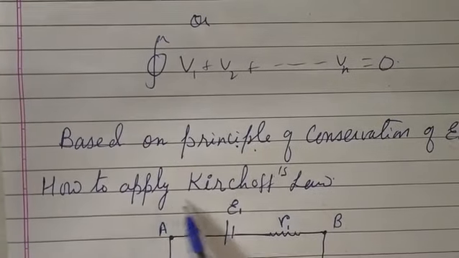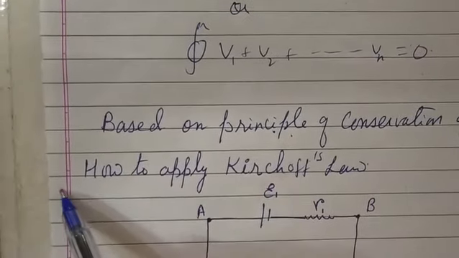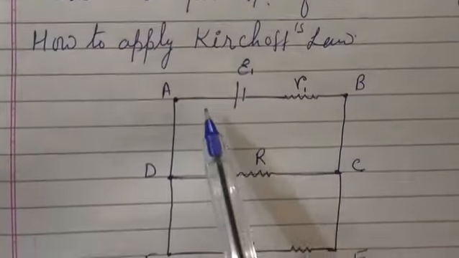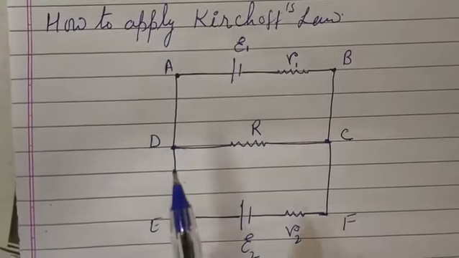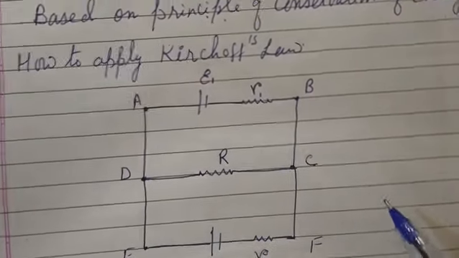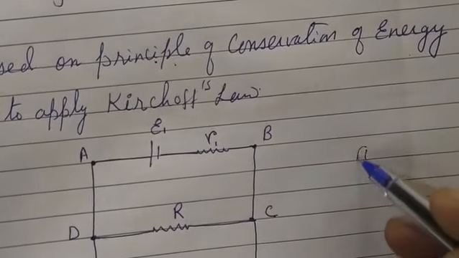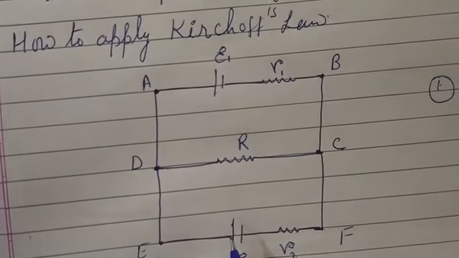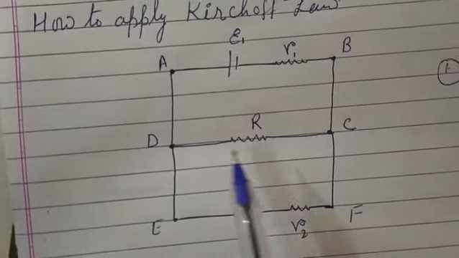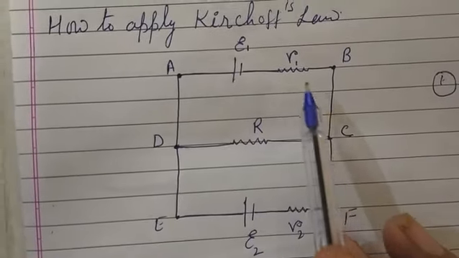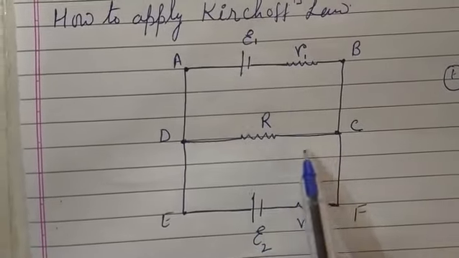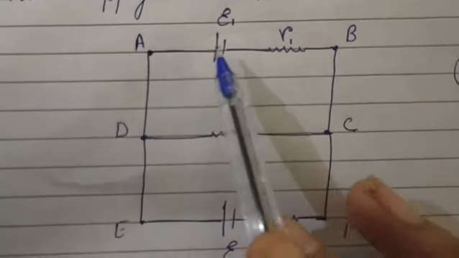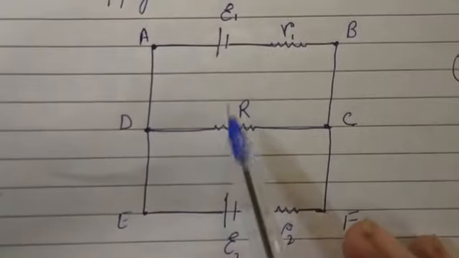Now how to apply Kirchhoff's law? This is important. Suppose this electrical circuit is given. First we have to apply Kirchhoff's first rule, because here the direction of the current is not given. So first we have to give the direction of the flow of current in this circuit. We have to assign the direction of the current in each branch.